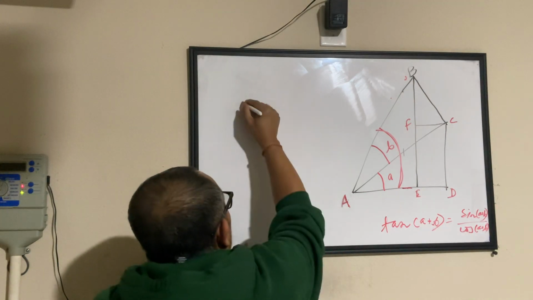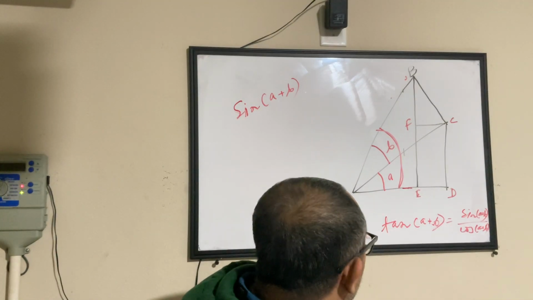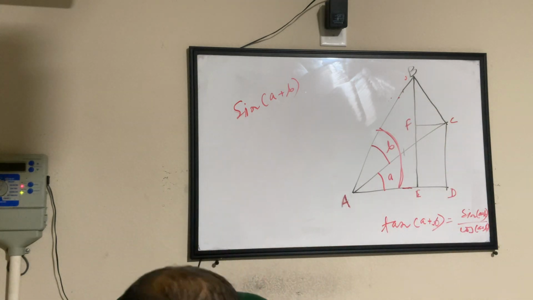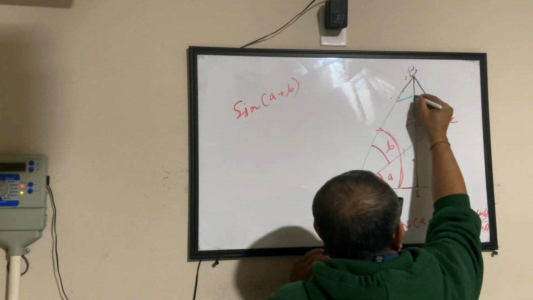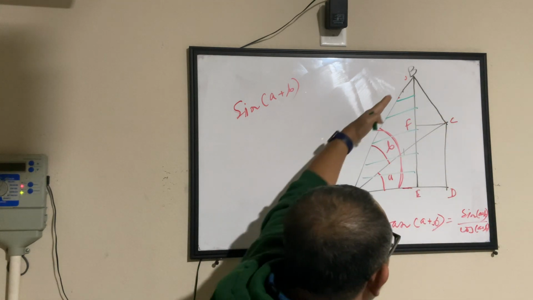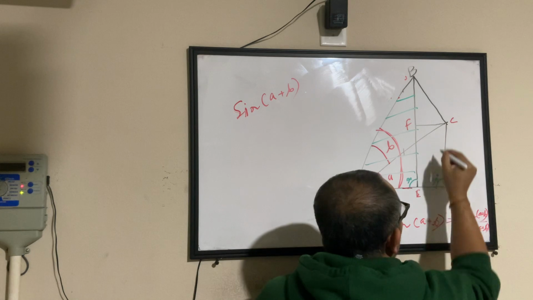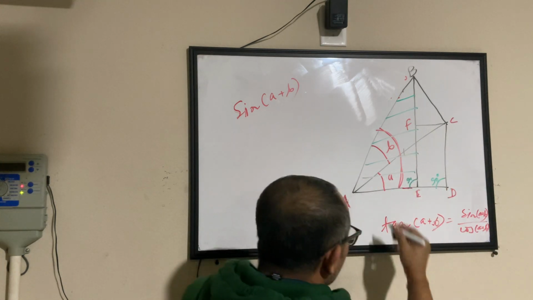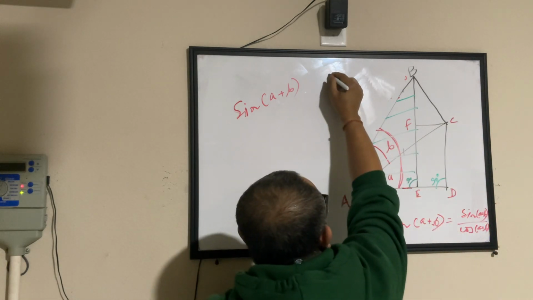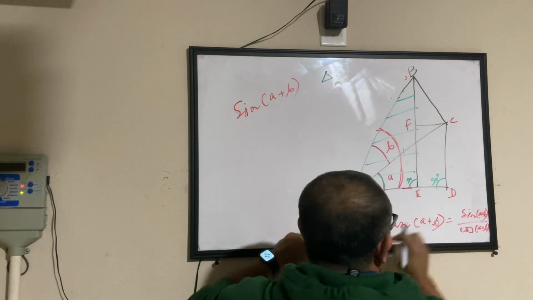Okay. Now, what is our goal? We are trying to find out sine of A plus B. So when you look at sine of A plus B, let me color this triangle so that it doesn't create any confusion. Remember this is all right angle, 90 degree, this is also 90 degree. So what I have done is, I have drawn a right angle triangle ACD.